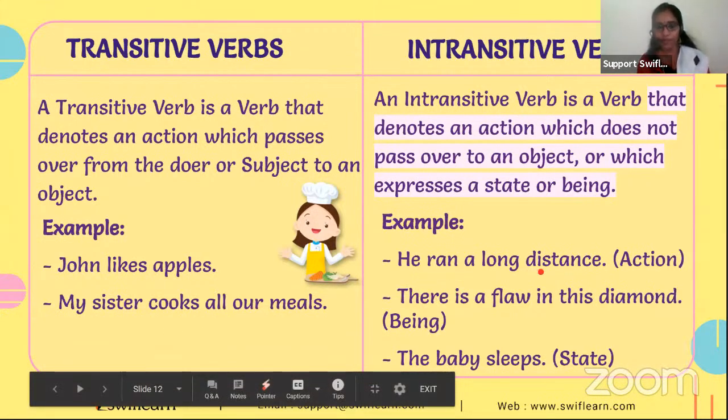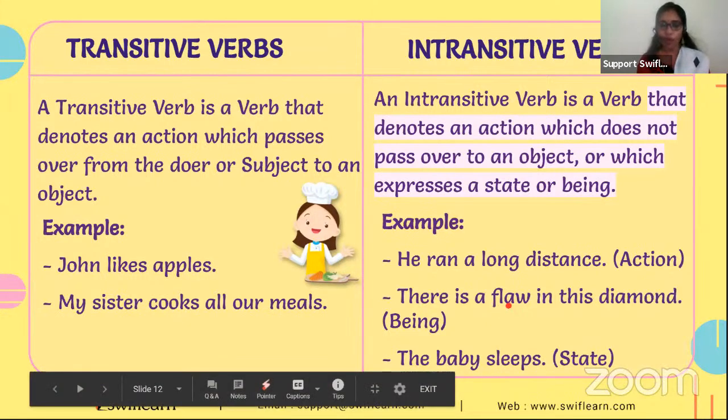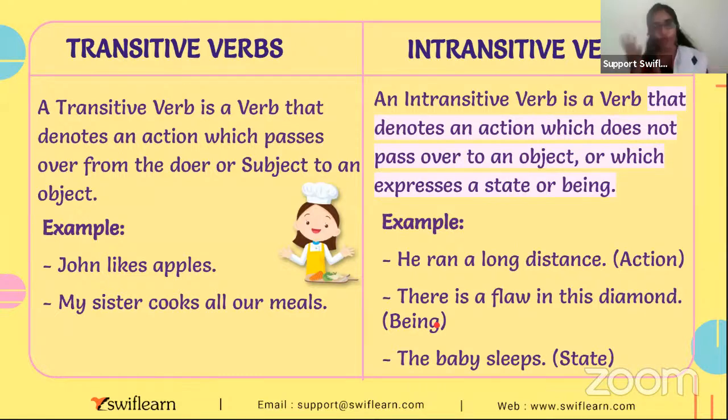Okay, by reading the examples, the definition will be much clearer. He ran a long distance. Here it's an action, and ran is the intransitive verb. There is a flaw in this diamond. Flaw is again an intransitive verb, which is not passing from a subject to the object. And again, the baby sleeps. Sleeps is the intransitive verb here, and it is not passing from the subject to the object. So we call this also an intransitive verb.